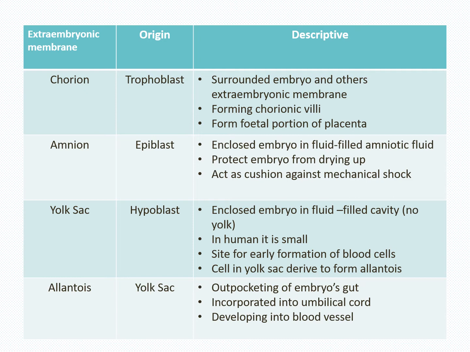The last one is allantois. It is an outpocketing from the embryo's gut. It will be incorporated together with the yolk sac into the umbilical cord. It also will form blood vessels that transport respiratory gases, nutrients, and waste between the fetus and placenta.